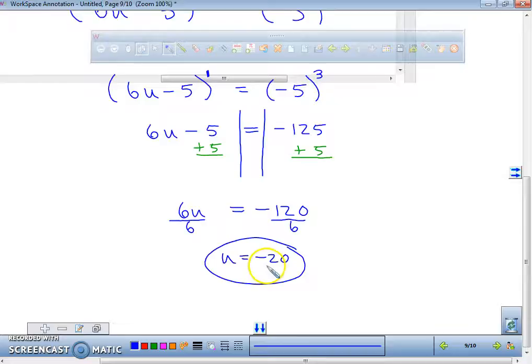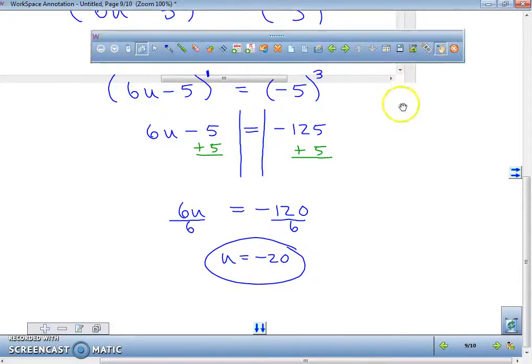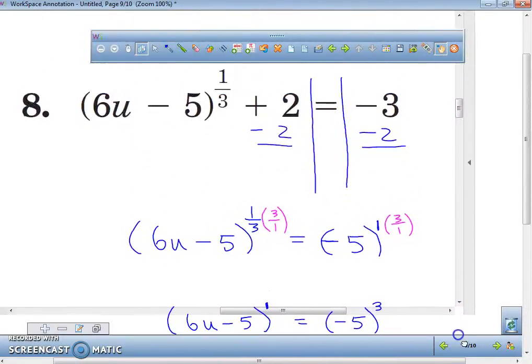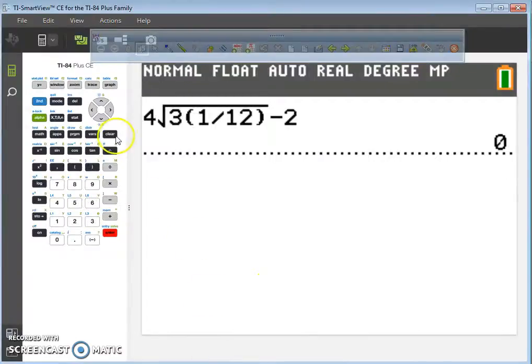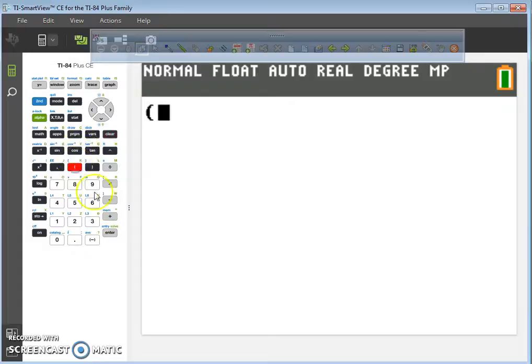What I want us to do now is check our answer. I want us to take this answer right here and check it to see if it actually works. Does everybody see our problem right here? Okay, so go to the calculator. I'm going to clear this out. I'm going to open up a parentheses and type in 6. What am I going to plug in for my value for u? Negative 20. Close the parentheses, minus a 5, raised to the power of 1/3.